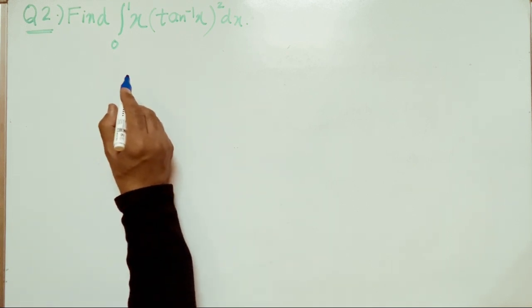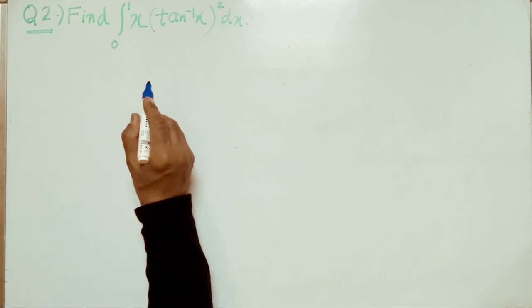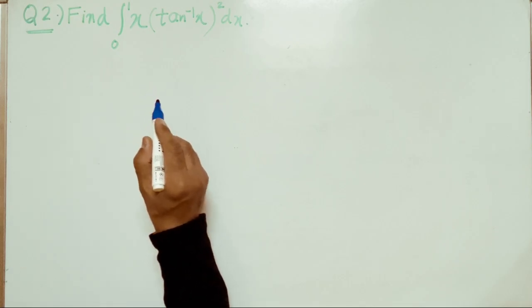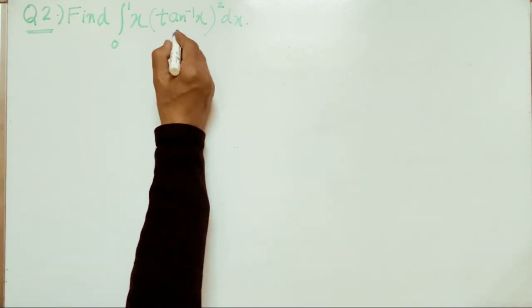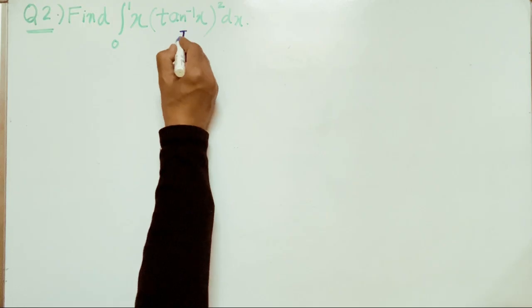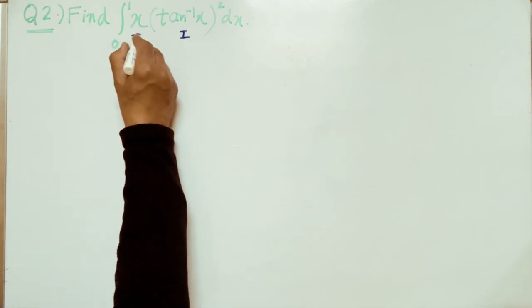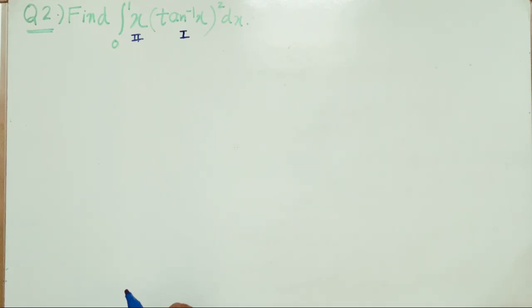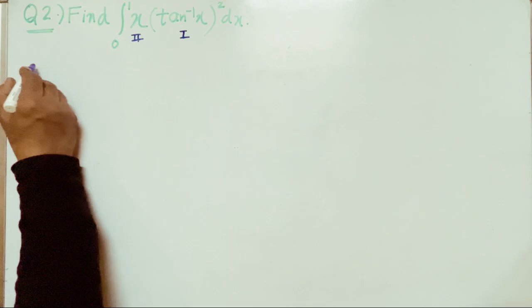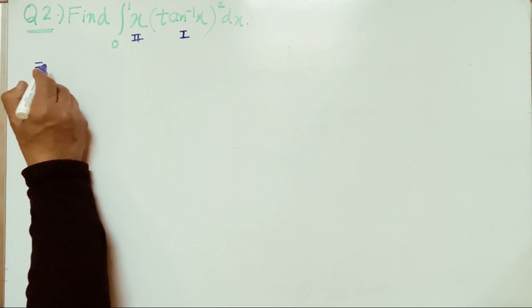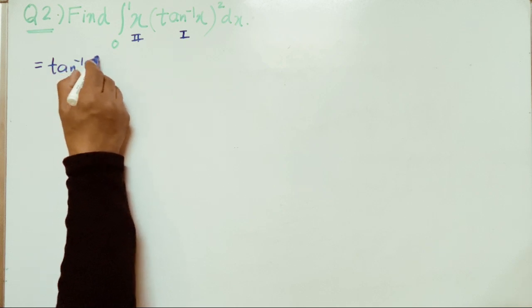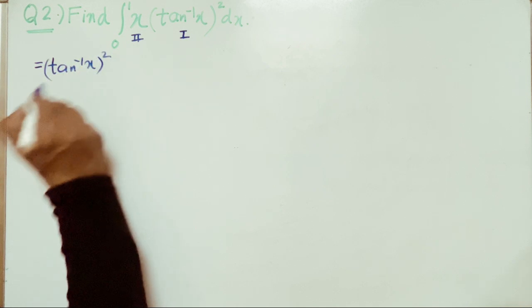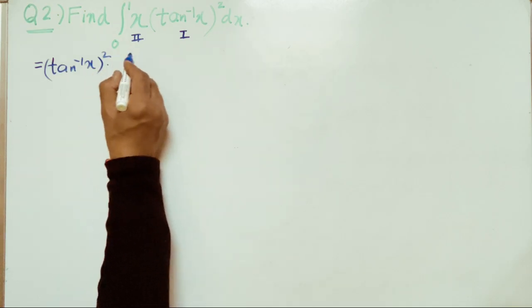in which we should decide which function will be treated as the first function and which one will be the second function. So in this case, this inverse trigonometric function will be the first, and x, which is algebraic, will be treated as the second function. So the rule says first function as it is. So (tan inverse x) whole square will come as it is into integral of the second function.